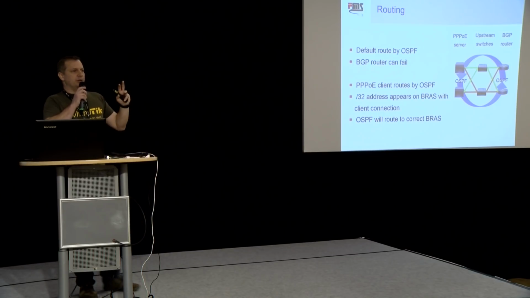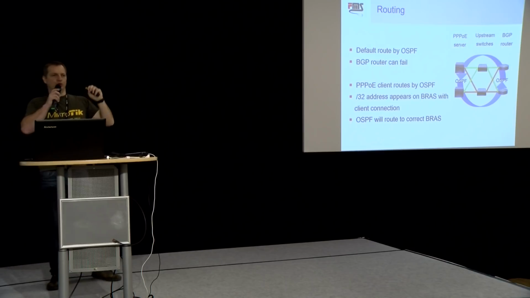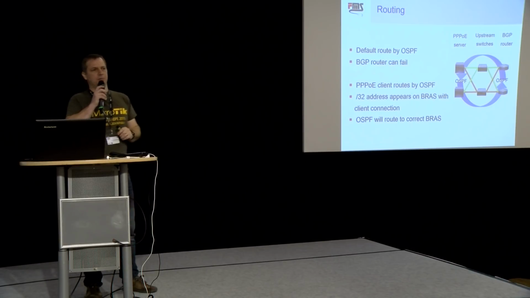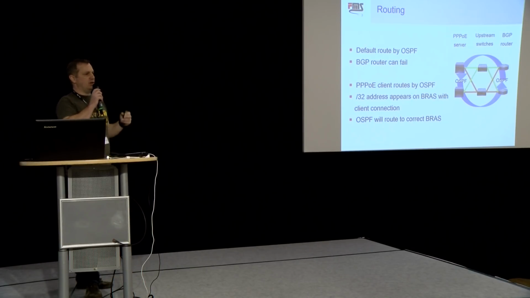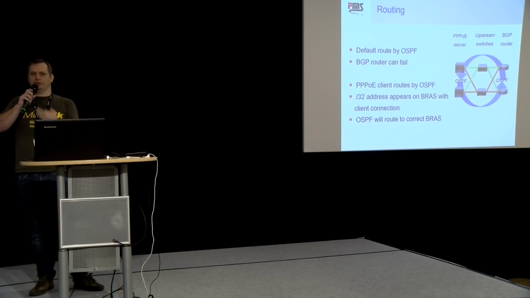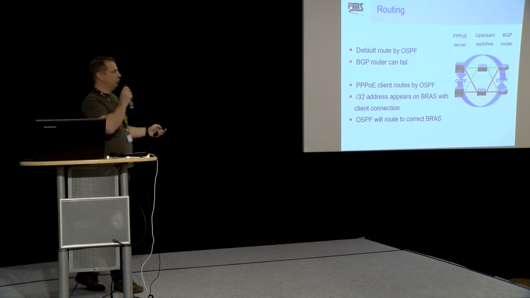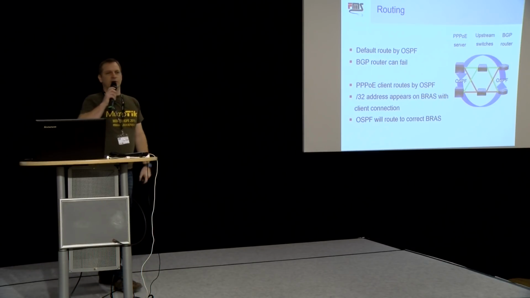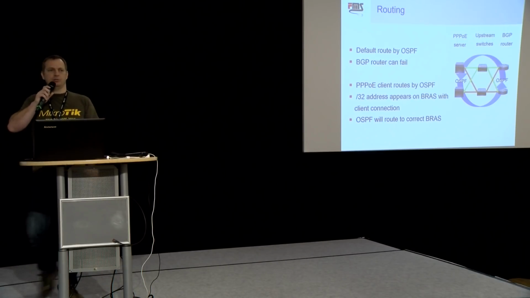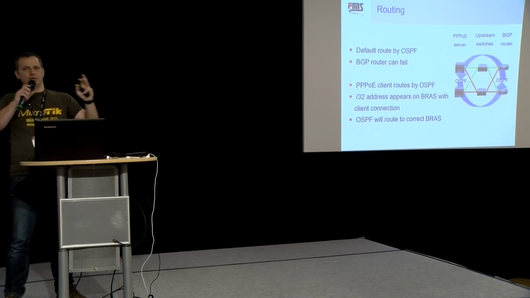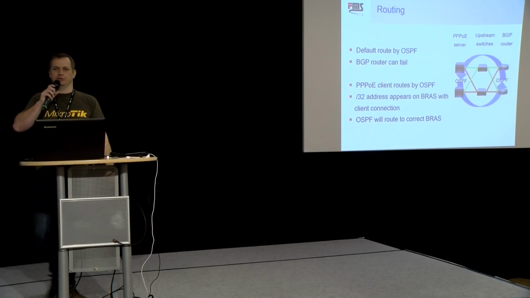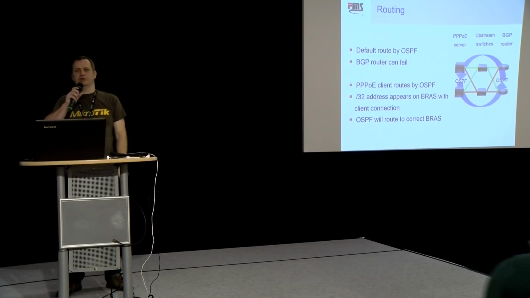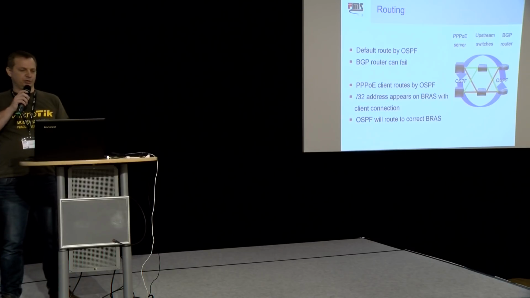And as we said, we want to implement load balancing. We cannot say beforehand which IP address of which client is going to pop up on which of the PPPoE servers. So we have to have a mechanism to take care of the route for the PPPoE client. And we are also going to use OSPF here. If a client is connected to a PPPoE server, you will have a /32 IP address pop up there, and OSPF can propagate this information to the BGP routers, so the BGP routers know to which BRAS they have to route the packet for that PPPoE connection.